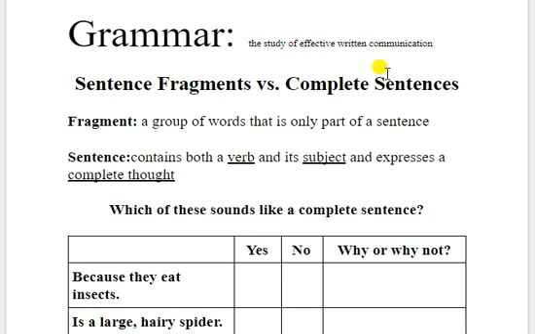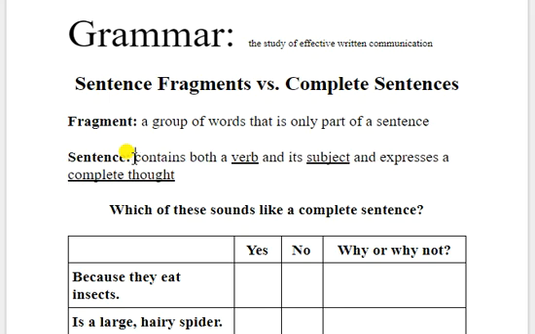Okay, so sentence fragments versus complete sentences. First of all, a fragment is any group of words that's only part of a sentence, which makes sense because you know what the word fragment means. If I said, I only got to eat a fragment of Joe's candy bar, okay, that means you didn't get to eat the whole thing, right? Sad. All right, so let's look at what a real sentence is.